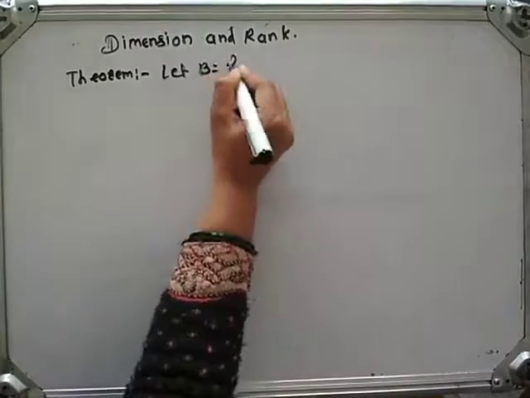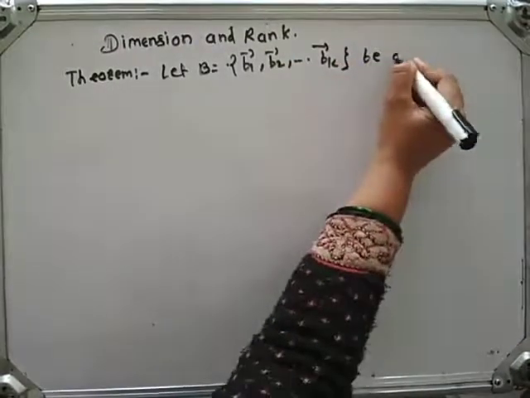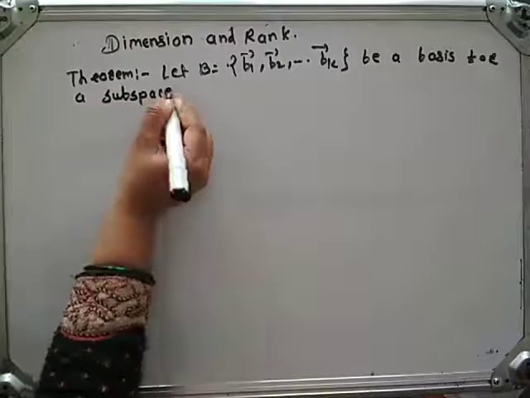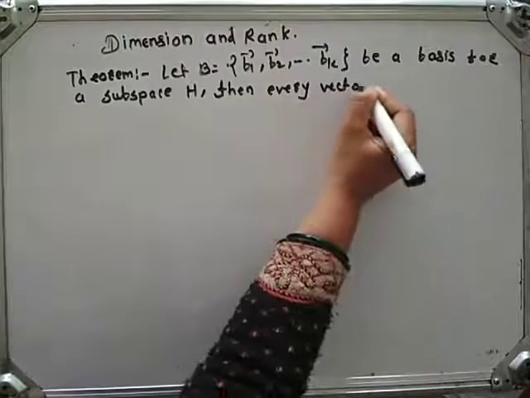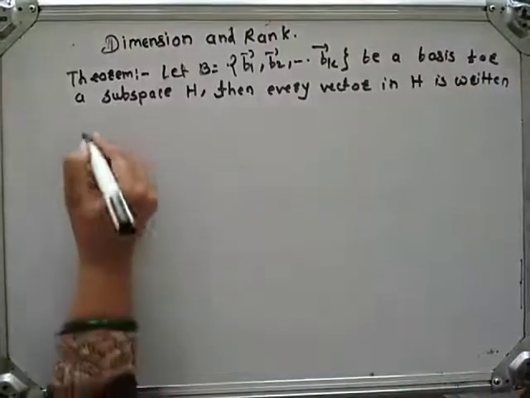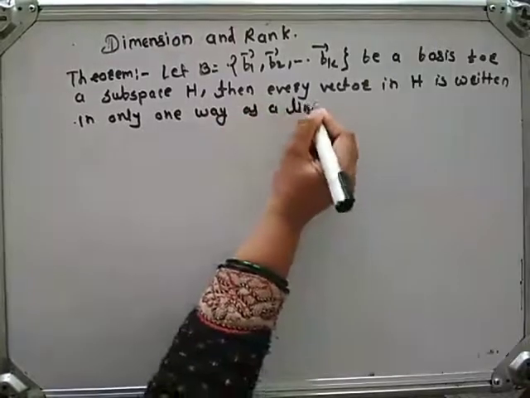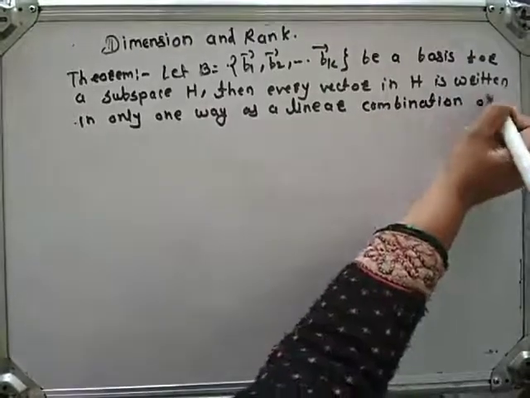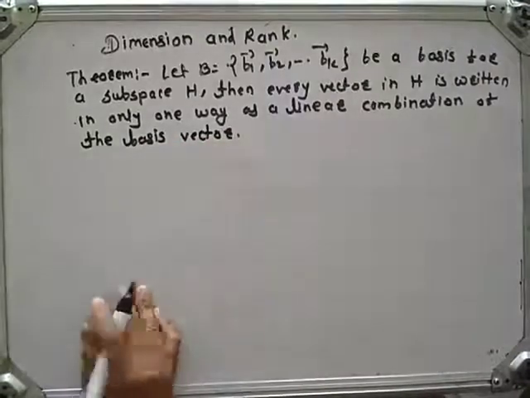Let B equal to the set B1 bar, B2 bar and so on up to Bk bar be a basis for a subspace H, then every vector in H is written in only one way as a linear combination of the basis vectors. Okay.